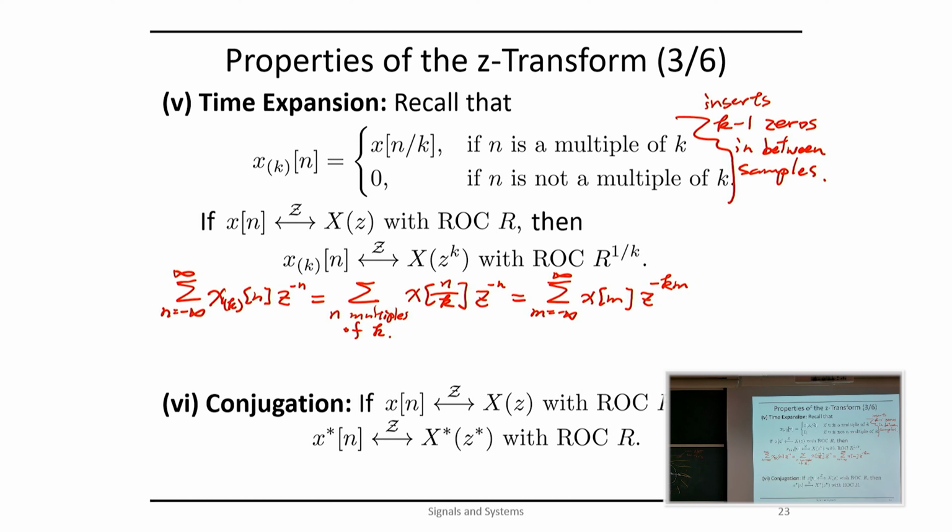And this you can view as z to the power k to the power minus m. So if you look at this, this is basically the definition of the z transform at the point z to the power k. So this is, by definition, X of z to the power k.